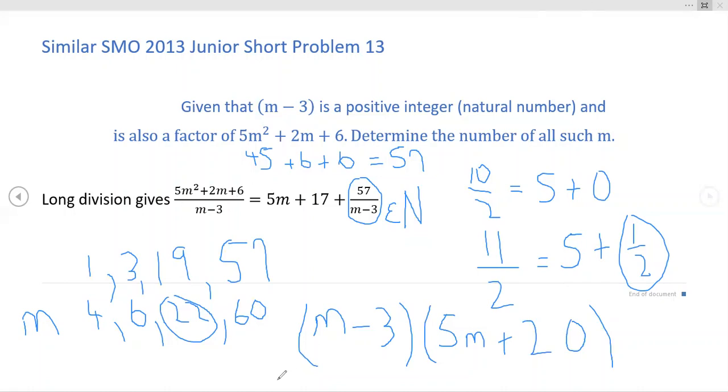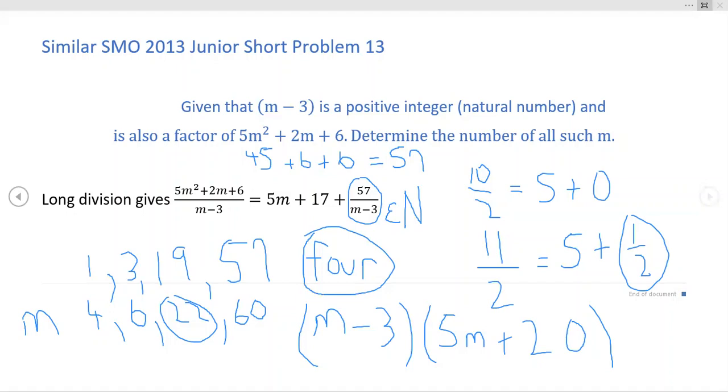Sorry. We're not done. There's the answer to this. Determine the number of all such m. The answer is going to be 4. Sorry about that. Answer to the question is 4. And these are the 4 m's that get the job done. Everything else would result in a fraction, which we know we can't have in order to have a divisor going on. So that's how that works, folks.